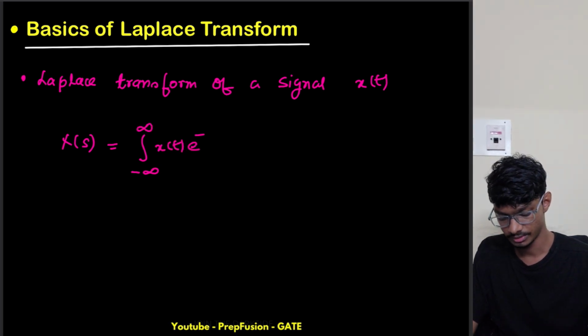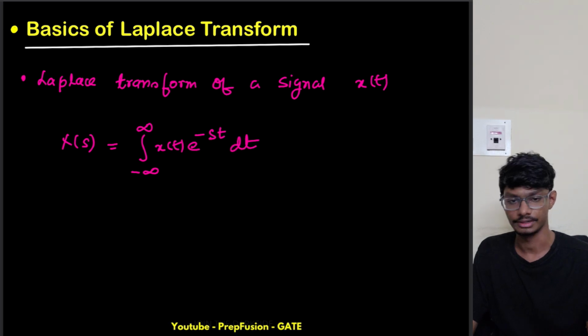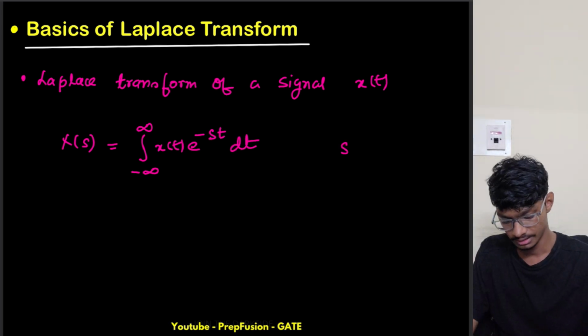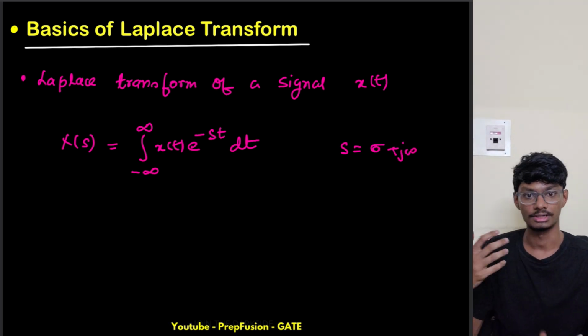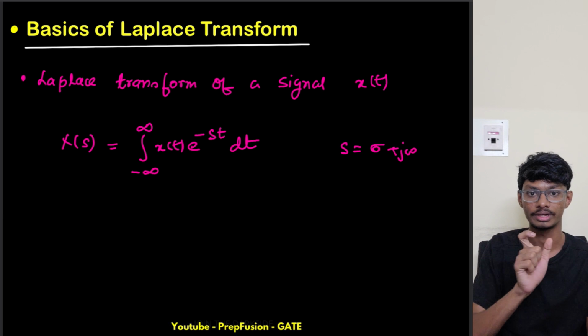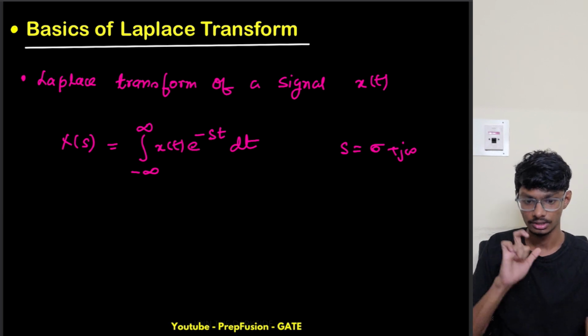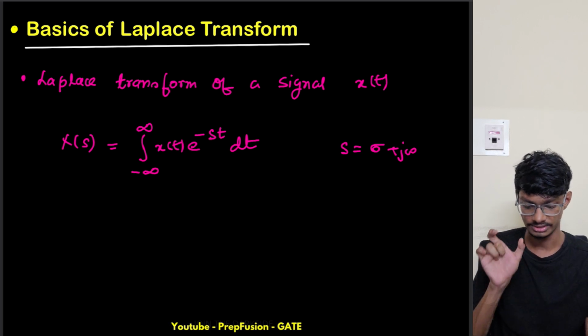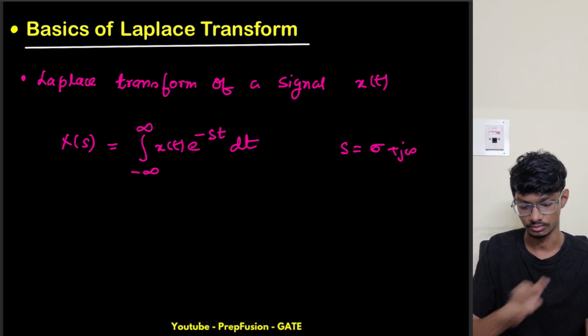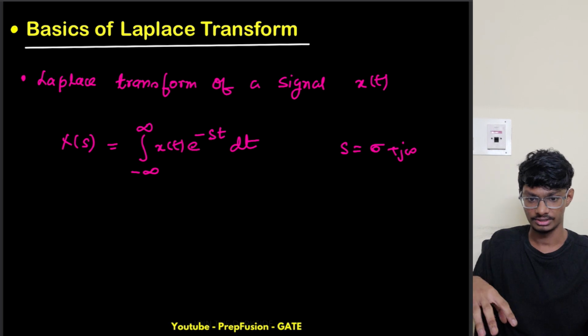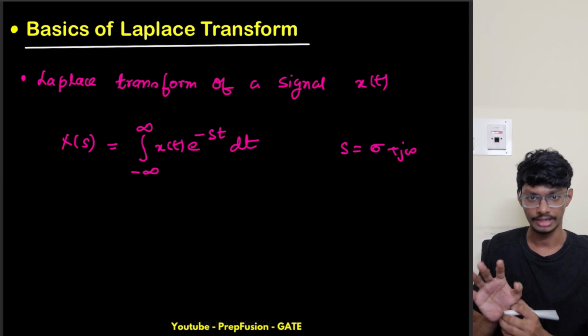X of t e raised to power minus st dt. And what is s? s is equal to sigma plus j omega. Sigma is the damping factor and omega is the damping frequency. All these things we'll study in the time response chapter. For now, just know that s equals sigma plus j omega. This is the Laplace transform of any time domain signal.